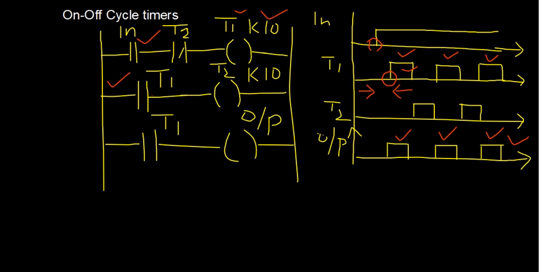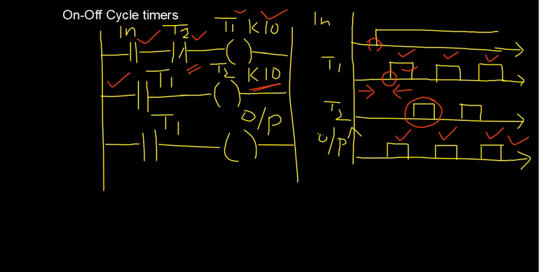Once the T1 contacts come in the second rung, that again activates your timer T2, okay, for 10 seconds. Once the timer T2 gets activated for 10 seconds, after the 10-second time has elapsed, you can see here this T2 contact gets opened, because it's a normally closed switch. So when it gets opened, it will deactivate your timer T1.